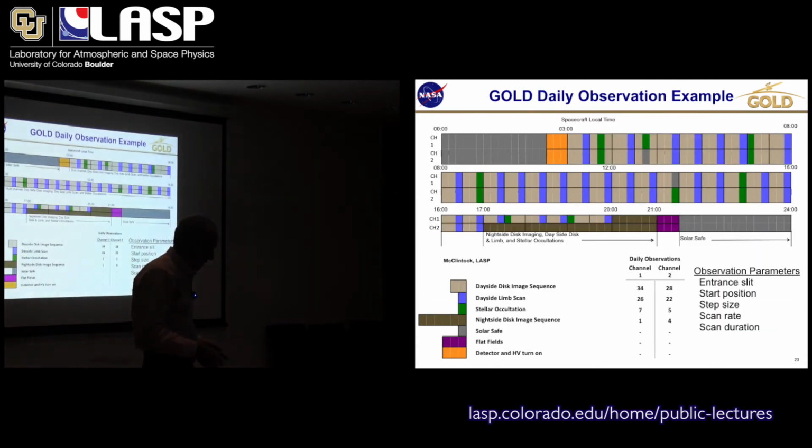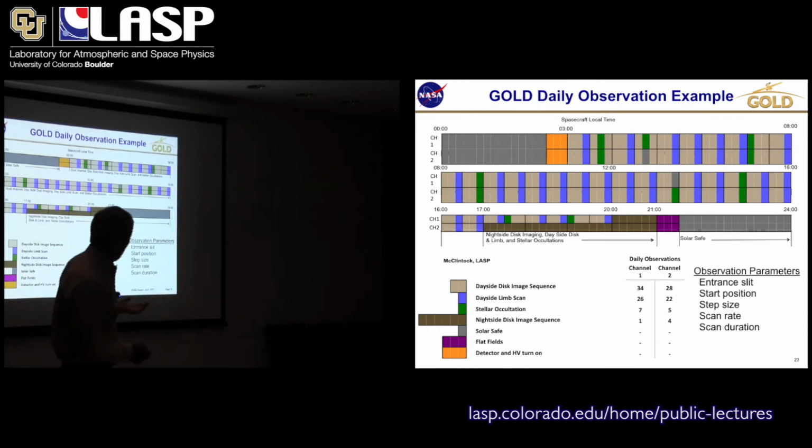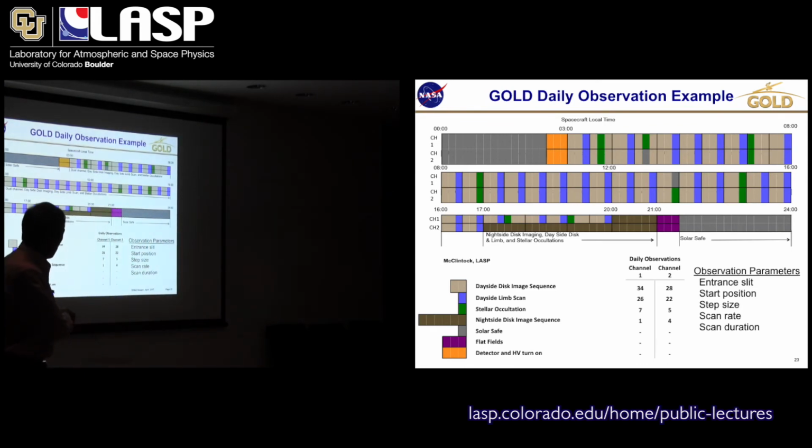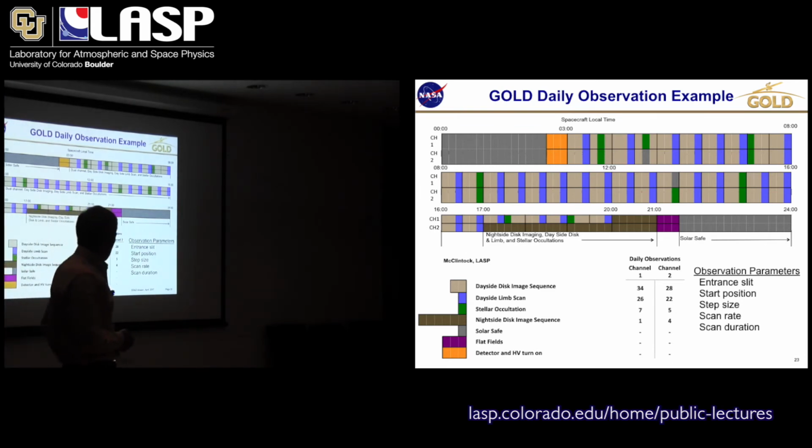So, in these observations we have it laid out such that if we do a stellar occultation, we won't do a limb scan. We have a 30-minute cadence, so we can add up and average data very easily, rather than trying to piece together odd time chunks.